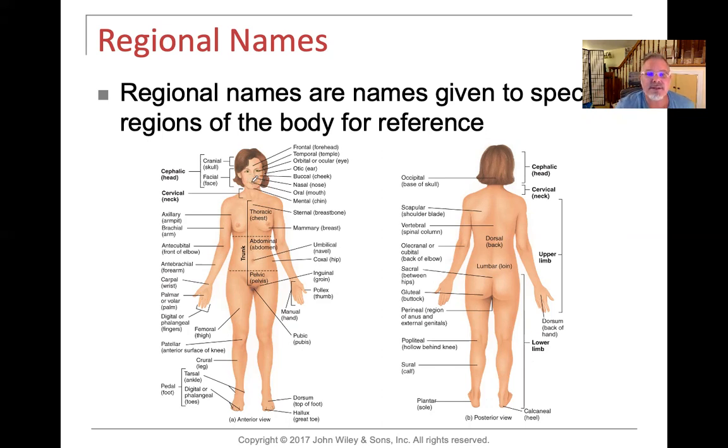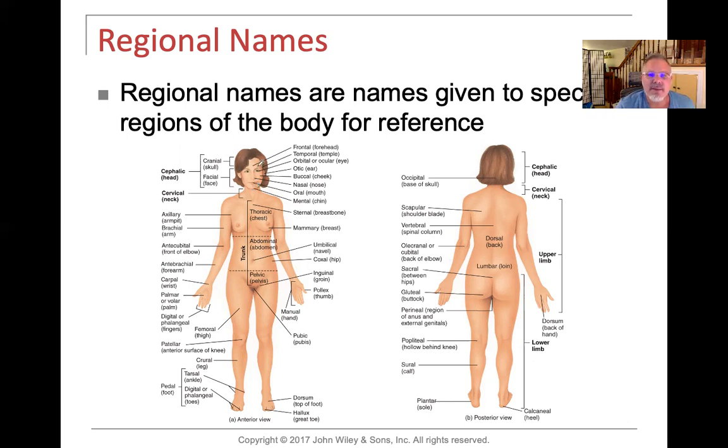So muscles can be named based on their location next to the bones that they're next to. The nose is nasal. The mouth is oral. The chin is called mental. When we do osteology, you will see that there are holes here called foramen, and where holes are found, blood vessels and nerves typically travel through them. So they're called the mental foramen.